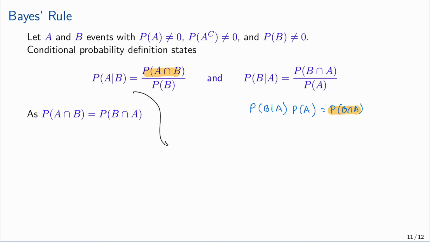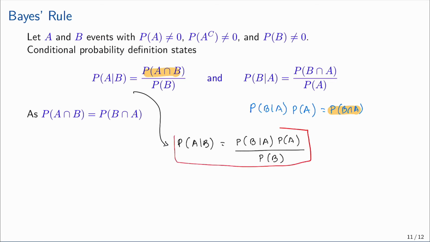So let me take this equation. The probability of A given B is equal to the probability of the intersection, and I'm going to use the result of the right hand side. So that's equal to the probability of B given A multiplied by the probability of A and divided by the probability of B. So this is the Bayes rule.